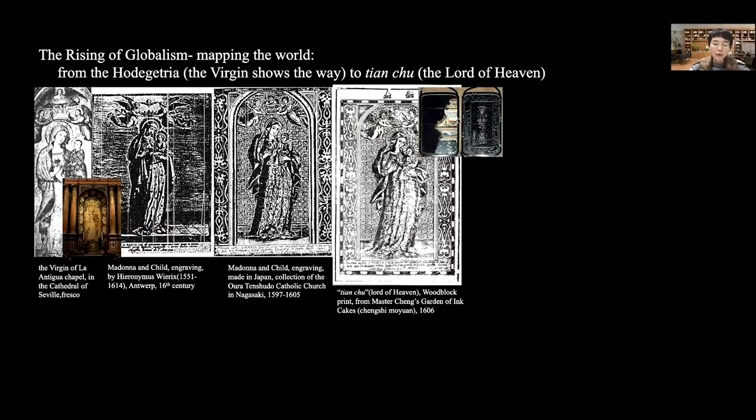Local people accepted the icon of the hegemon, that is, the Virgin showing the way, as just a nice-looking woman holding a child, and Madonna became the Lord of Heaven. What's more, the purpose of celebrating and memorizing the victory of the Christian world over the Muslim, one of the essential intentions of the 13th century image, was finally lost in this 17th century Chinese context.